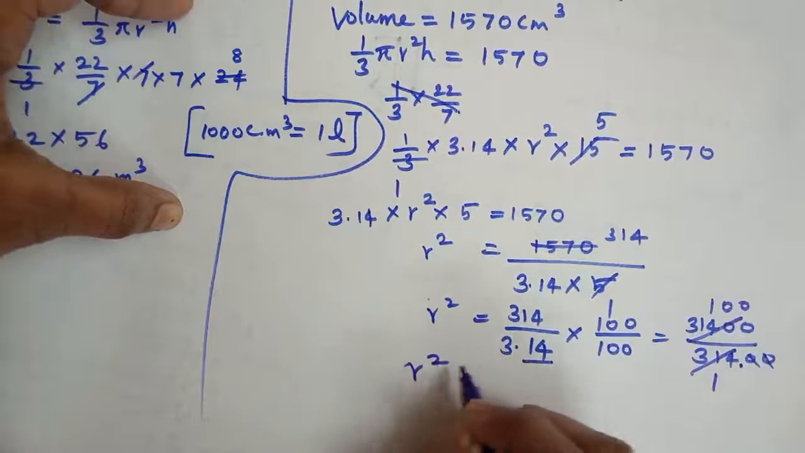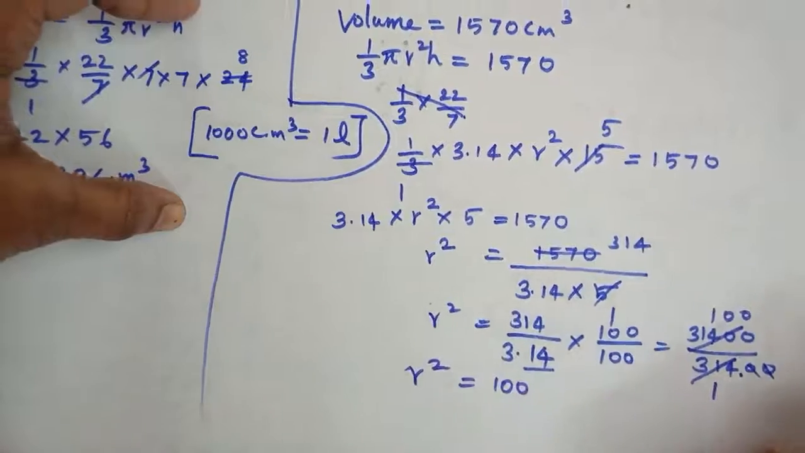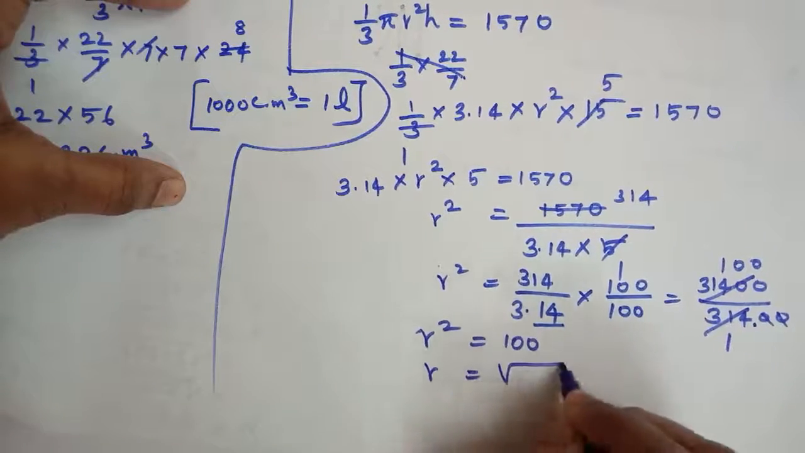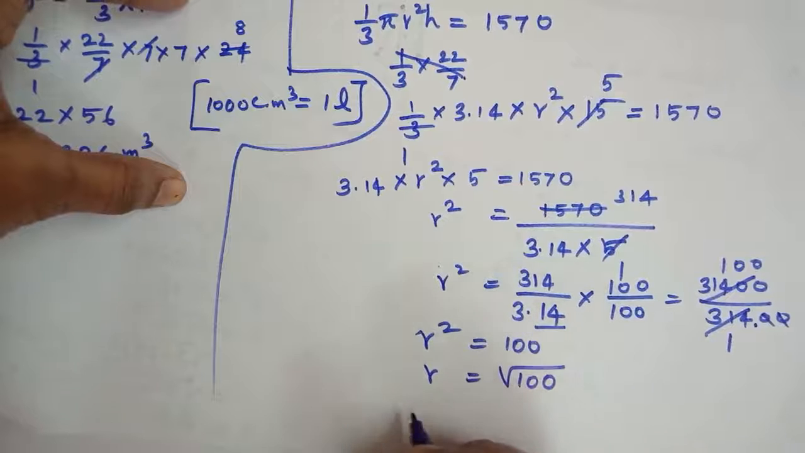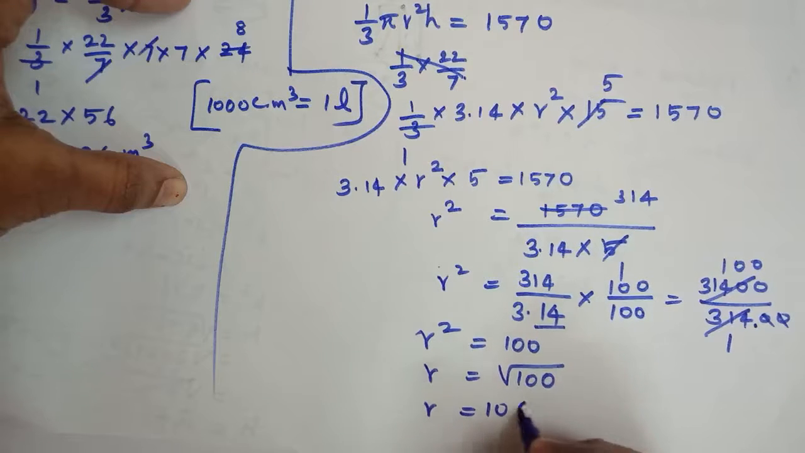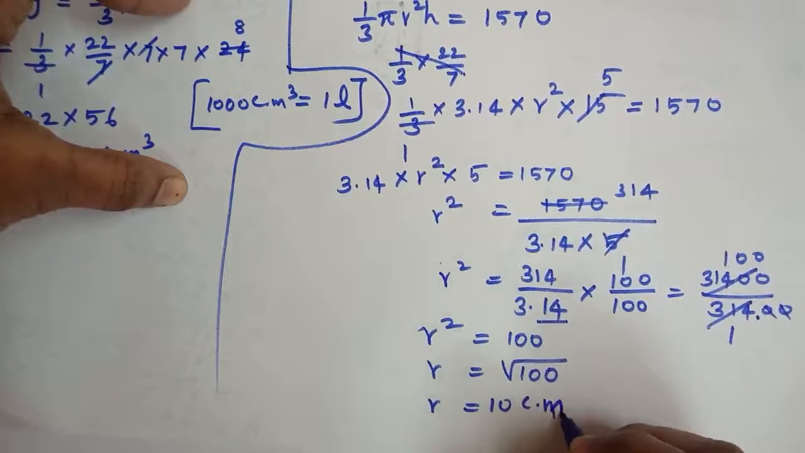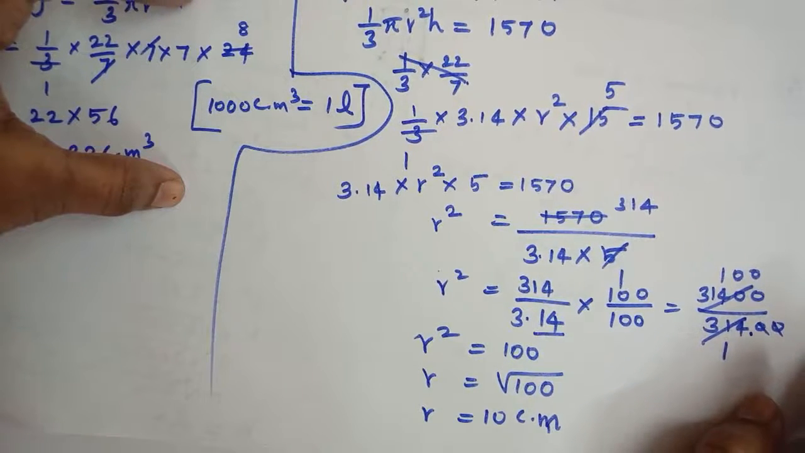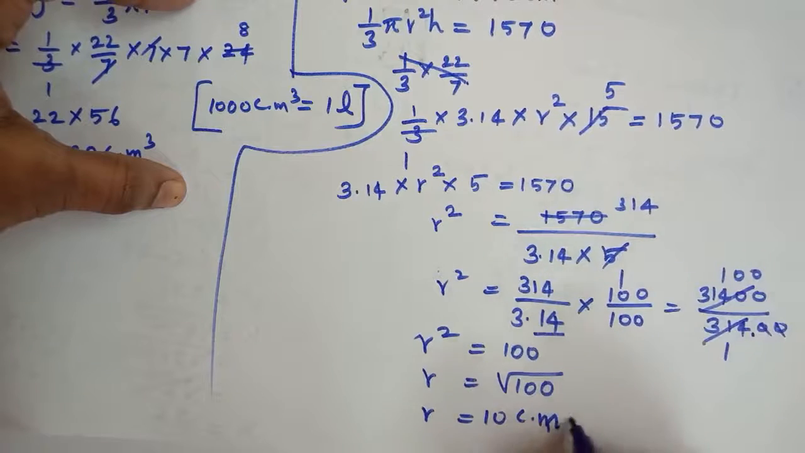Okay, now this is 100. So r squared is equal to 100. Okay, students, then r is equal to root of 100. This you have already learnt. r is equal to root 100, that is 10. So r equal to 10 centimeter. So the radius of the base of the cone, that is r, is equal to 10 centimeter. Is it clear, students? Good.